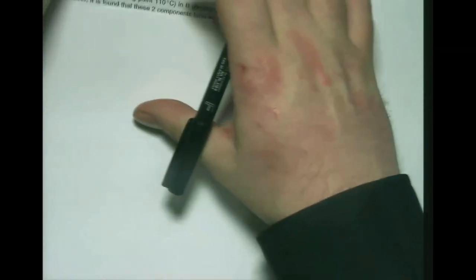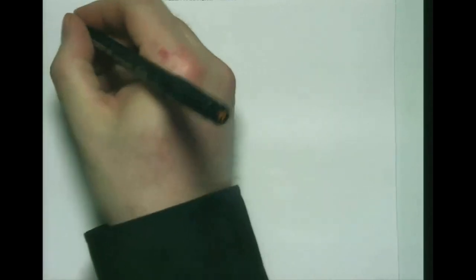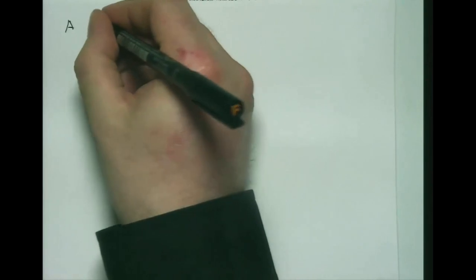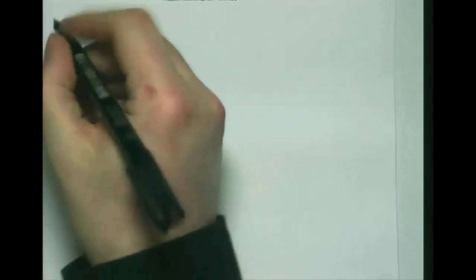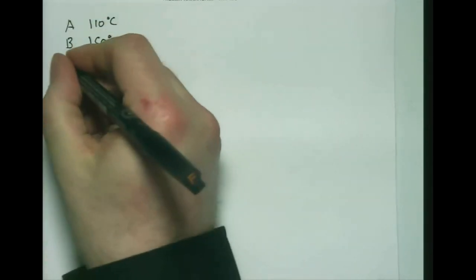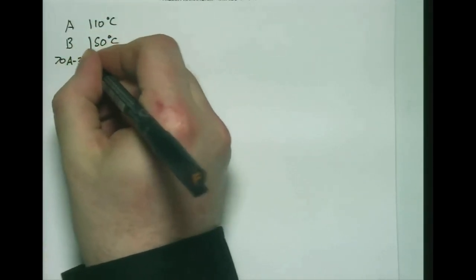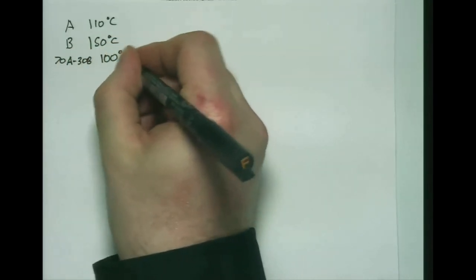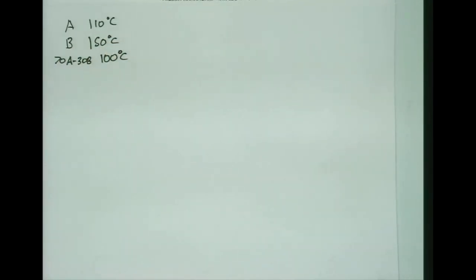So what I recommend is writing down all the information that we actually know for our system so that we have that available. We're told that we have a component A with a boiling point of 110, component B with a boiling point of 150. They form an azeotrope, which has a boiling point of 100 degrees, so we can immediately see from that information that that must be a minimum boiling azeotrope.